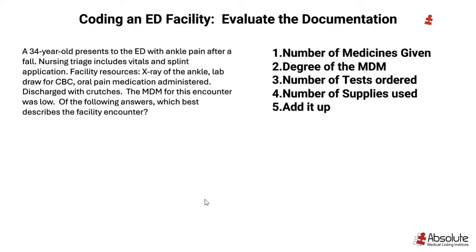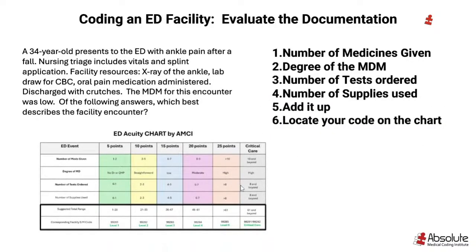I want to just kind of summarize things. All right, so in coding this ED facility, you're going to have to evaluate the documentation, those 4 items: the number of medicines, the degree of MDM, the number of supplies, and tests. Then you add it all up, you locate your code on the chart. And that's how you get the ED facility level of service.